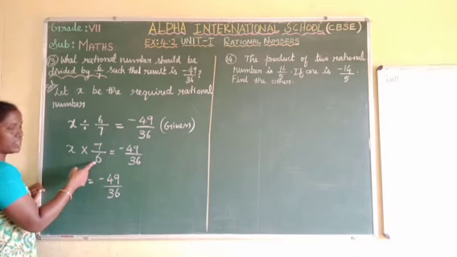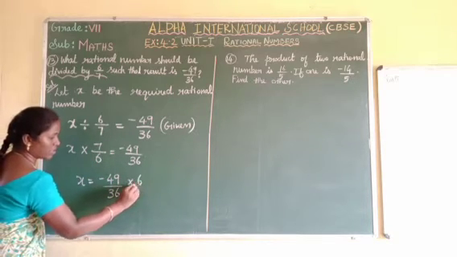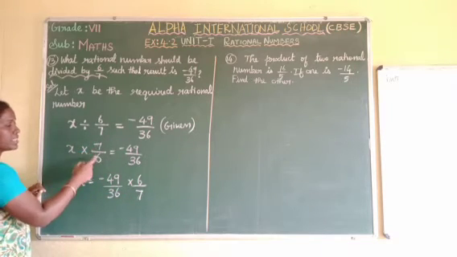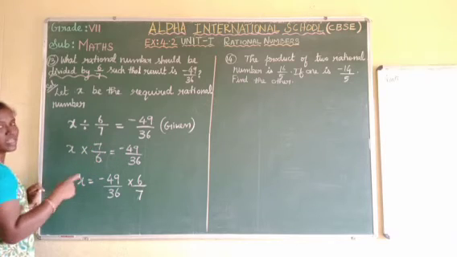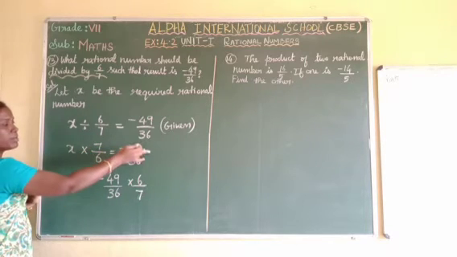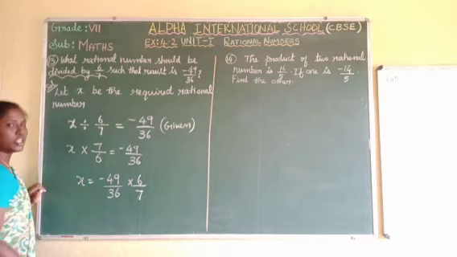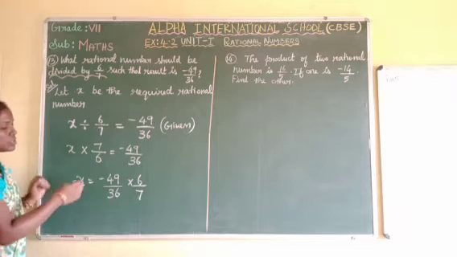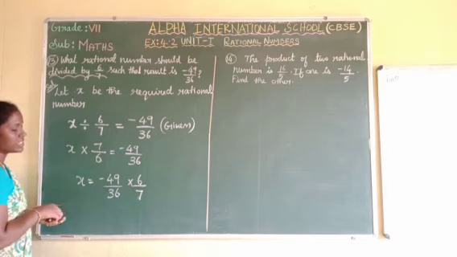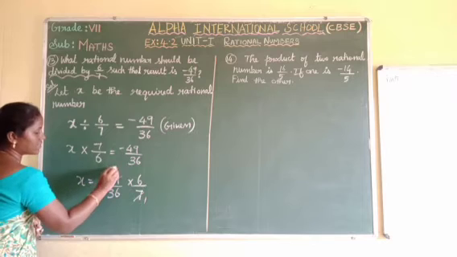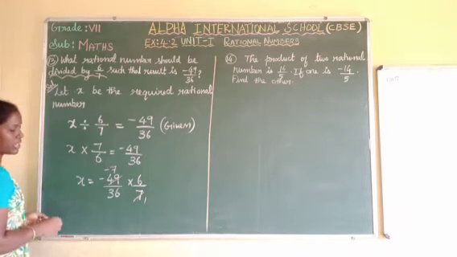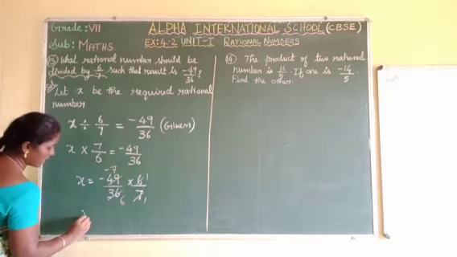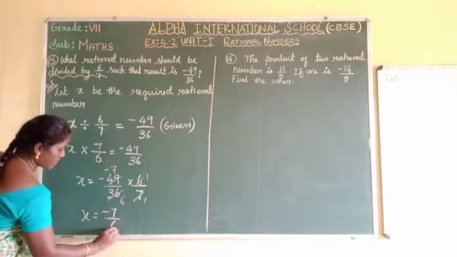Here 7 by 6 is a multiplication, so it goes to the other side as its reciprocal. Otherwise, 6 is multiplied with the numerator and 7 will be multiplied with the denominator. Now see, it is a formal multiplication problem to find the value of x. Anything to simplify? 1 7 is 7 and 7 7s are 49, and 1 6 is 6, 6 6s are 36. We got the final answer: x is equal to minus 7 by 6.